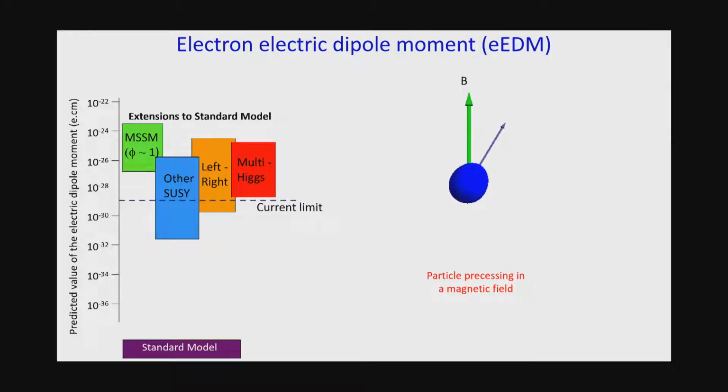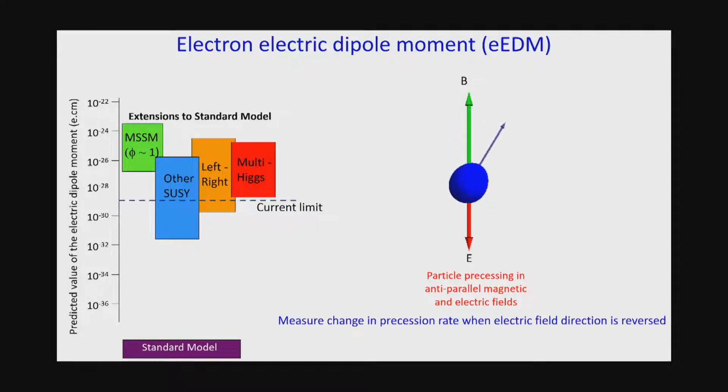And so if in addition to the magnetic field I apply an electric field, let's say parallel to the magnetic field, then there will be an additional torque due to the interaction of the electric dipole moment with the applied electric field, and that will cause the spin precession rate to change. Let's say it speeds up. And conversely, if I put the electric field in the opposite direction, anti-parallel, then the spin precession rate will slow down. So all you have to do to measure the EDM is to measure the change in the precession rate when the electric field direction is reversed.